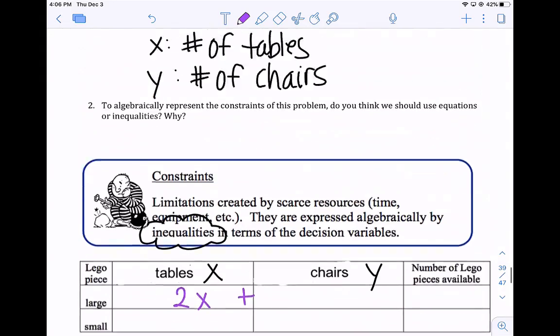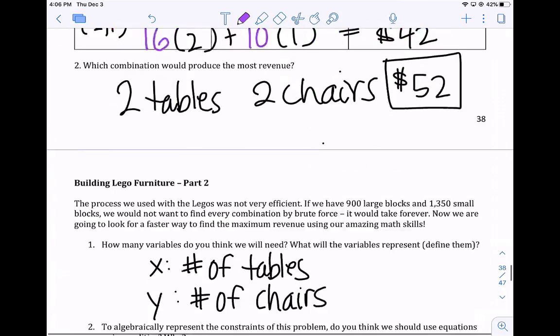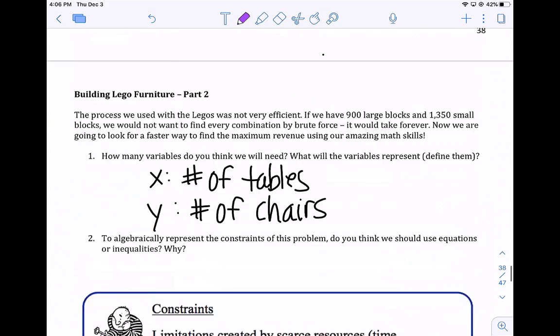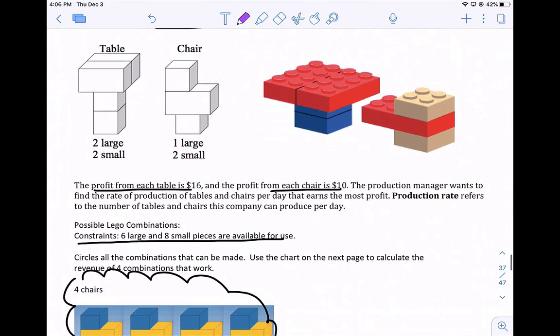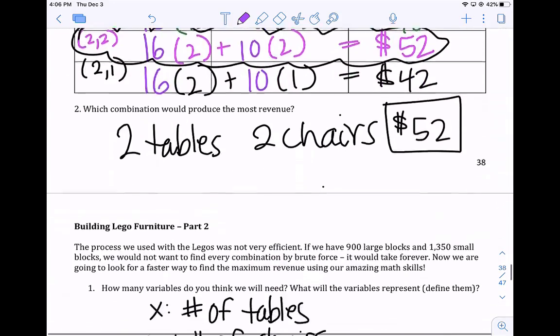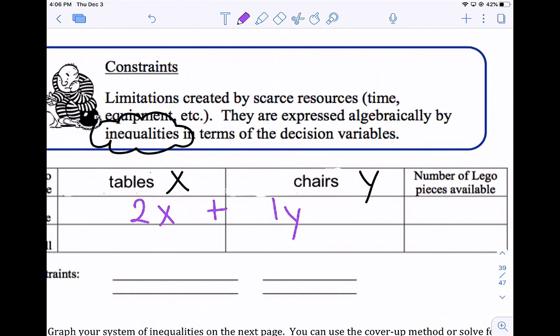How many large pieces do we use for a chair? If we look at the chair, we use 1 large piece for the chair. So plus 1y, or y. And this is our first constraint, the number of large Legos. And we knew that there are only 6 large Legos. I better double check. Yep, there are only 6 large Legos. So that is a constraint that's holding us back from building a ton of tables and chairs. So what we use here to make our tables and chairs has to be less than or equal to 6, because we can use all 6, but we don't have to. So less than or equal to 6.